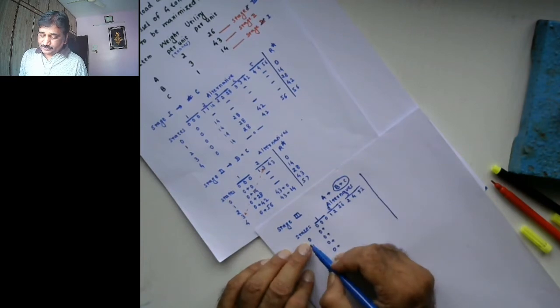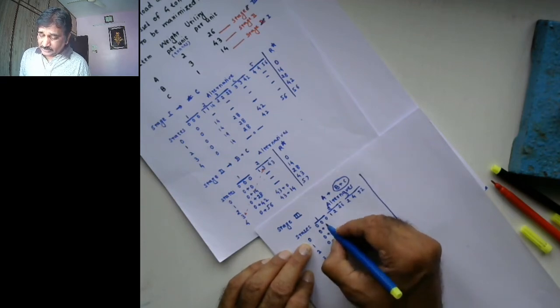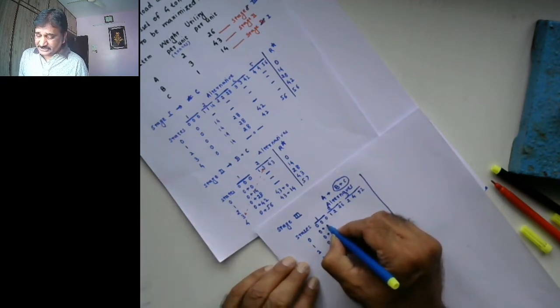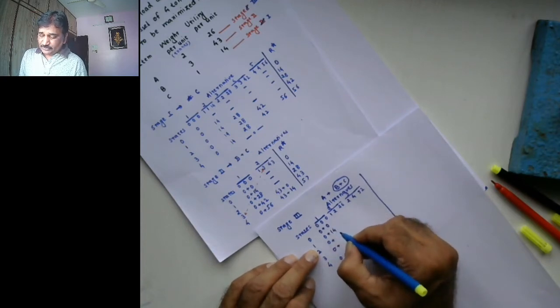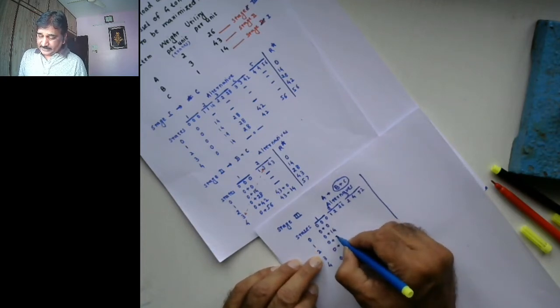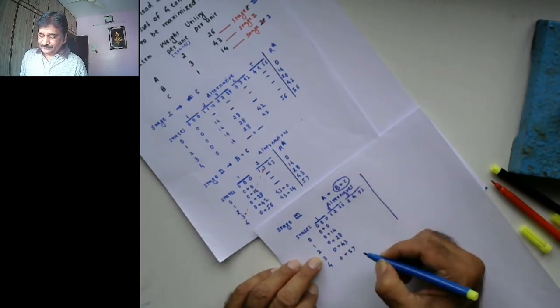So for 0 unit capacity, 0 ton capacity remaining, I have the optimal return from previous stage 0, then optimal return here from previous stage 14, then 28, then 43, and then 57.